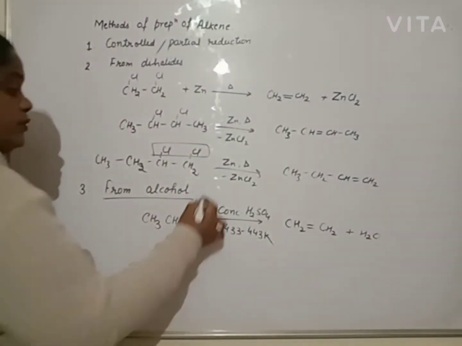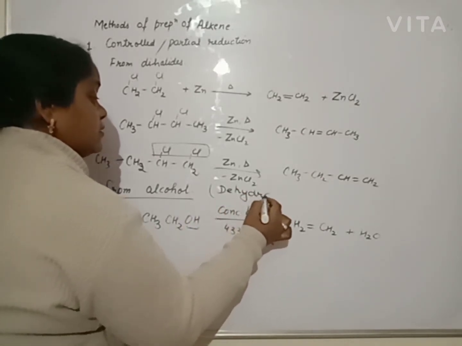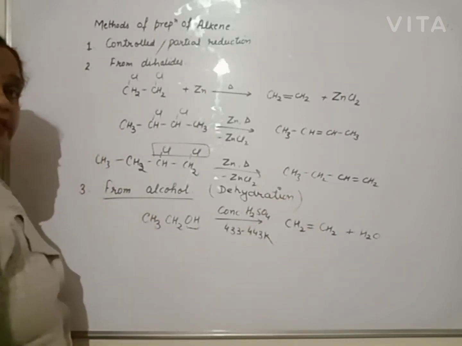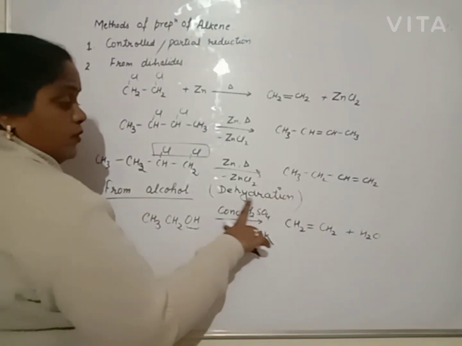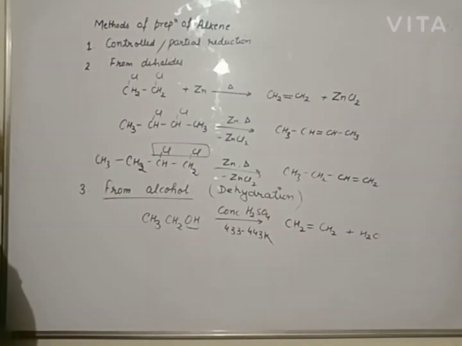This reaction is known as dehydration, removal of water. De means removal, hydration means water. Removal of water is known as dehydration. And the dehydrating agent is concentrated sulfuric acid. Concentrated sulfuric acid is the dehydrating agent. Clear?